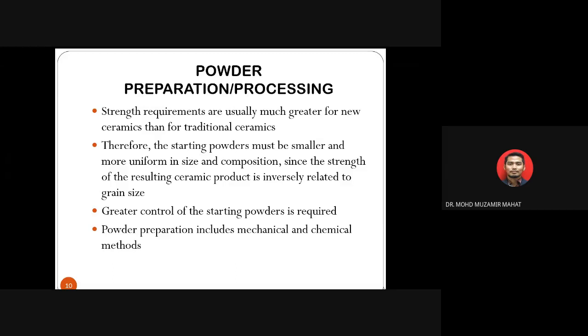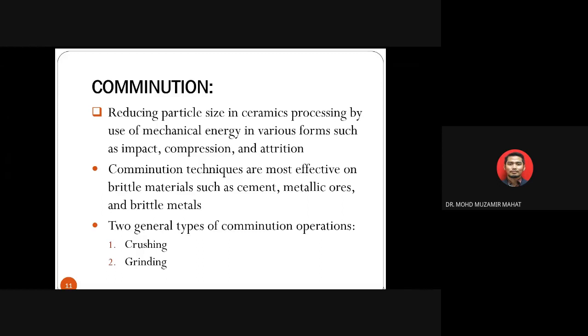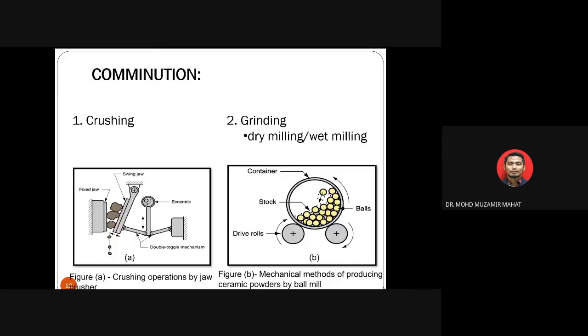Powder preparation includes mechanical and chemical methods. Another type of process is comminution, which is reducing particle size in ceramic processing by use of mechanical energy in various forms such as impact, compression, and attrition. Comminution techniques are most effective on brittle materials such as cement, metallic ores, and brittle metals. The types of comminution include crushing and grinding. So this is an example, and you can see how the crushing process and grinding process take place. Further details are in the slide.